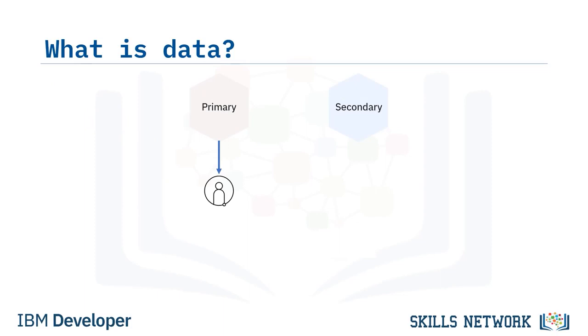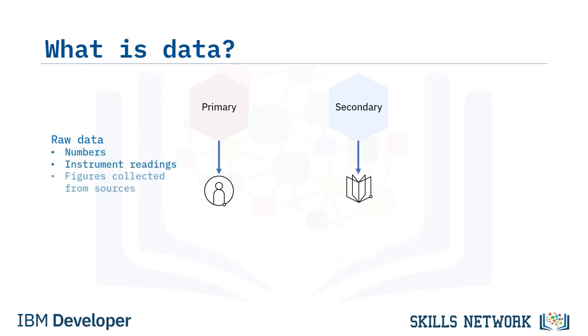Data can be classified as primary or secondary. Primary data is generated directly by the individual needing the information. Secondary data is information that has already been gathered for another purpose. Raw data, also known as primary data, contains numbers, instrument readings, and figures collected from sources. In the context of an examination, the raw data might be a raw score. When processed, this raw data output can be analyzed and studied.